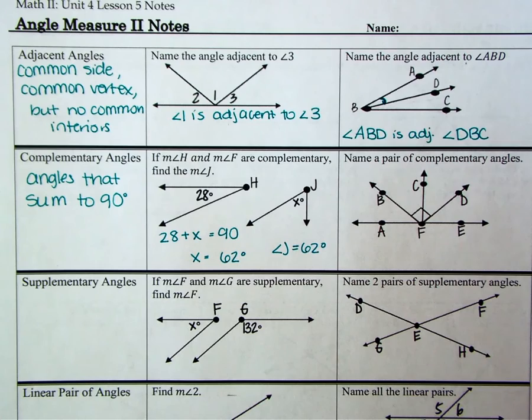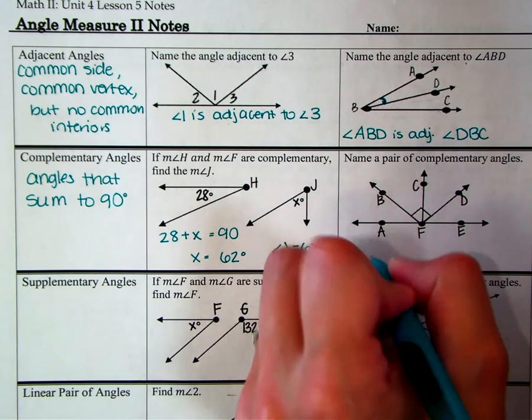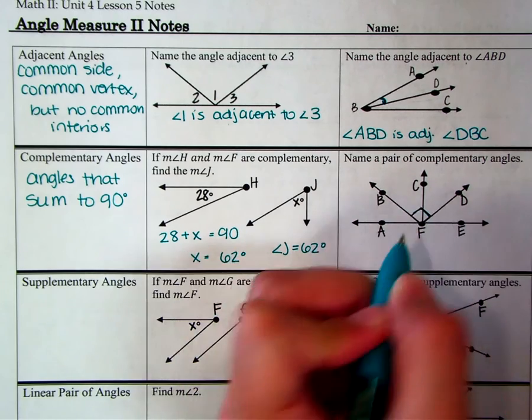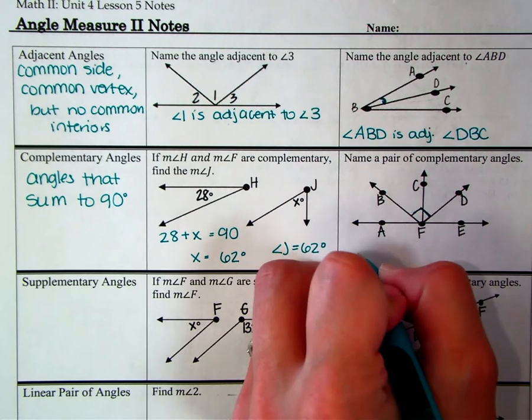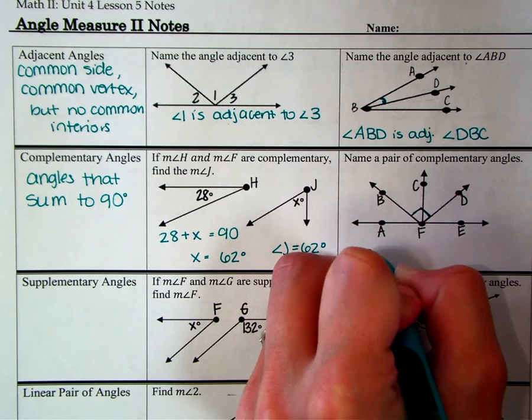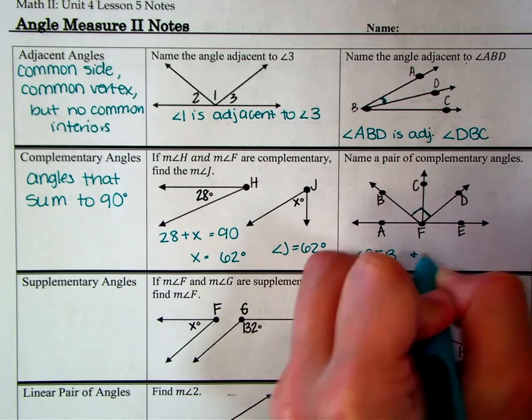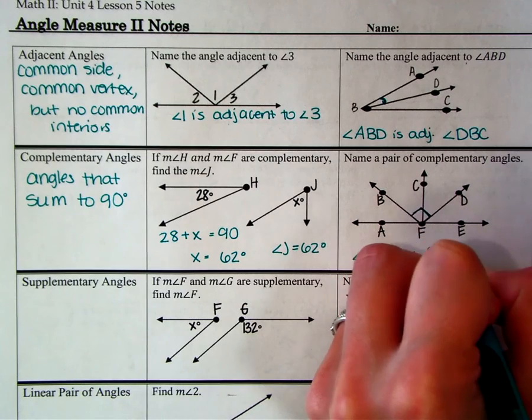So if they're complementary and they add to 90, if we've got a right angle, we know that they would be complementary. So in this one, we've got a 90-degree angle here. BFD is 90 degrees. So we know that the two angles that make it up are CFB and CFD.